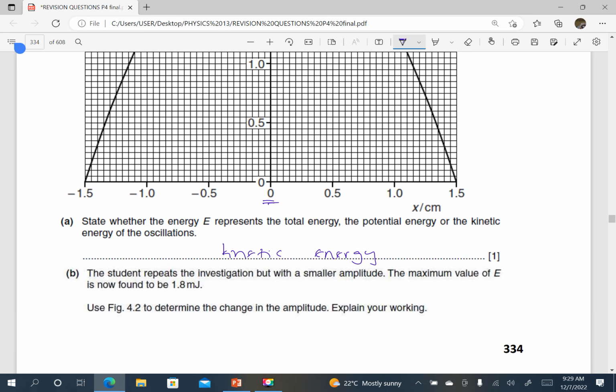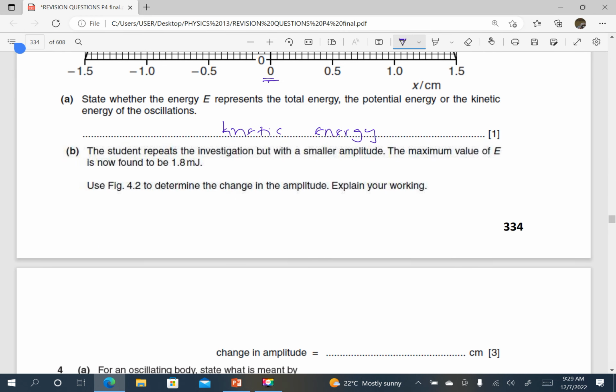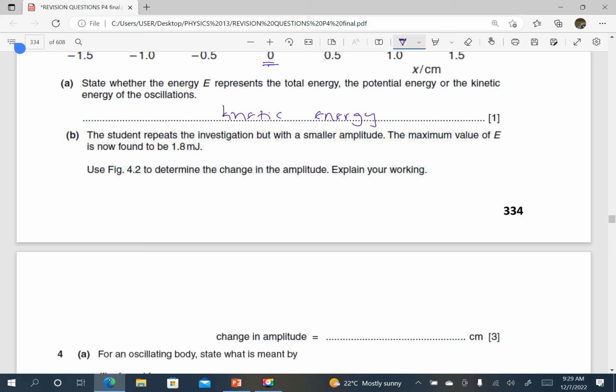The other one was 2.4 millijoules. Now this is 1.8 millijoules. So we can see that the change in energy is equal to 2.4 minus 1.8, which is 0.60 millijoules. That is the change in energy. And we know that maximum kinetic energy is directly proportional to amplitude squared.